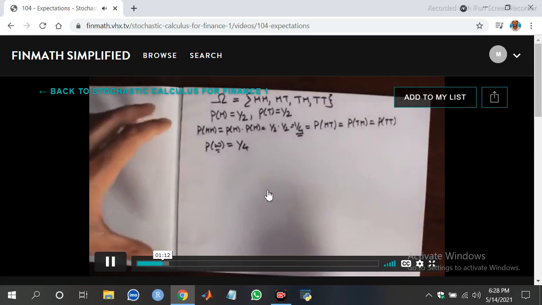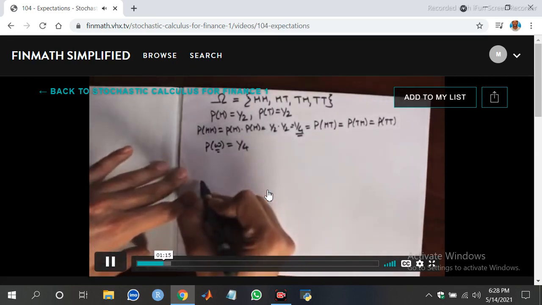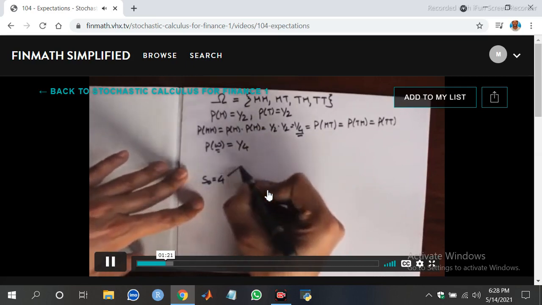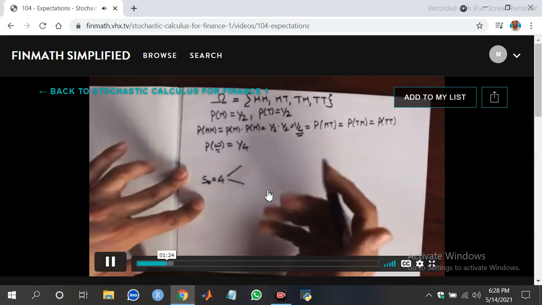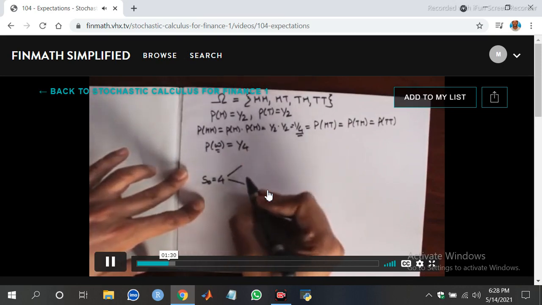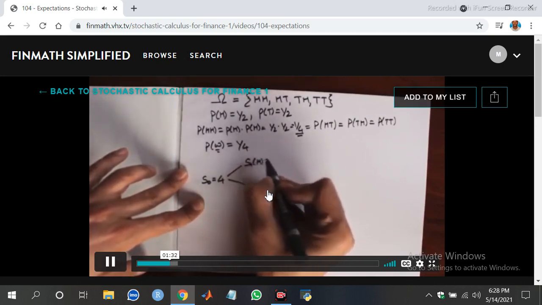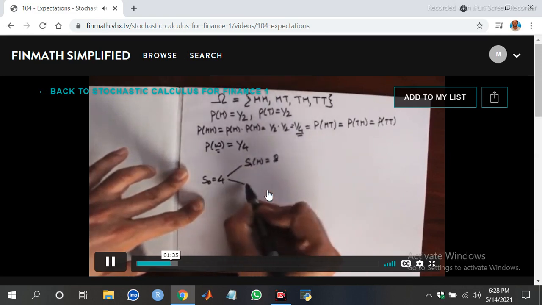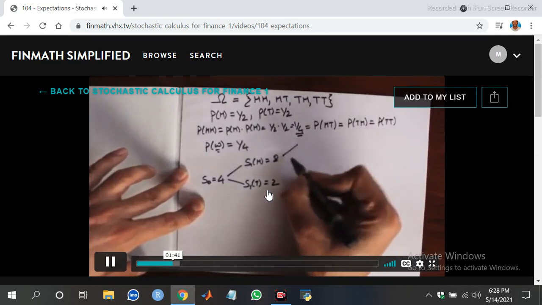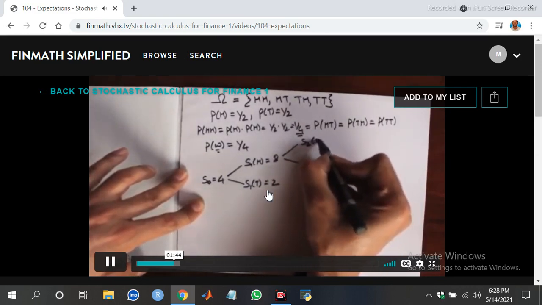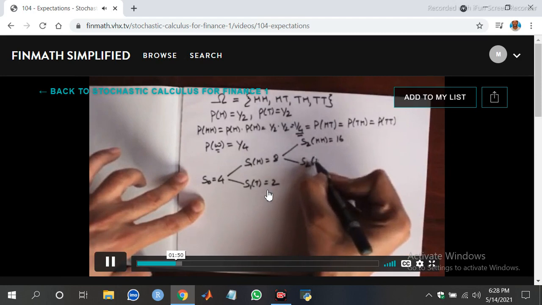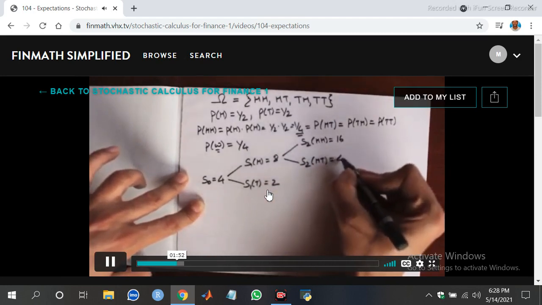Now we would like to calculate the expected value of a random variable. So let's define that random variable. Let's say we have a stock that at time 0 is valued at 4. Now if we get a head in any coin toss, then the stock will jump and become twice what it was, so it will become 8. And if it's a tail, it will become half, so it will go down to 2. Similarly, if we again get a head, the stock will again double and become 16. If it's a tail, it will become half, so it will become 4.